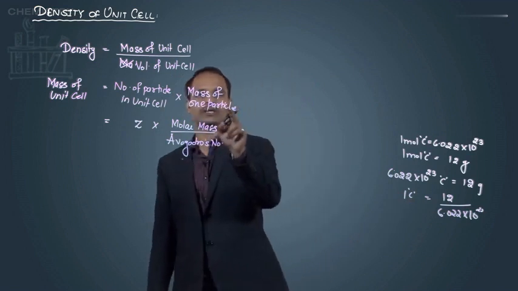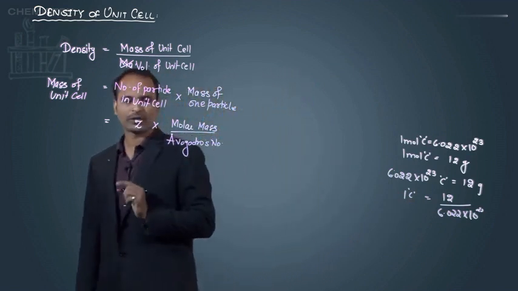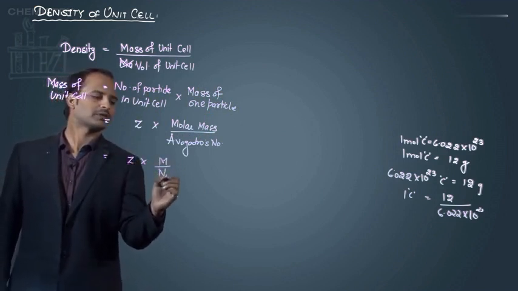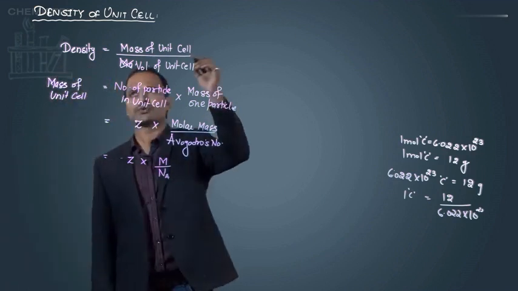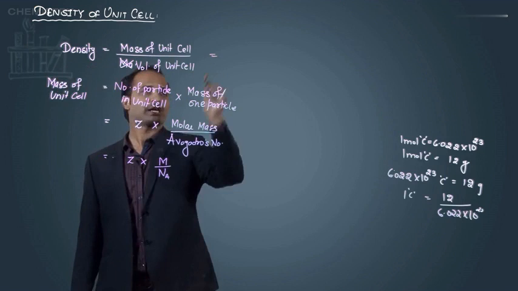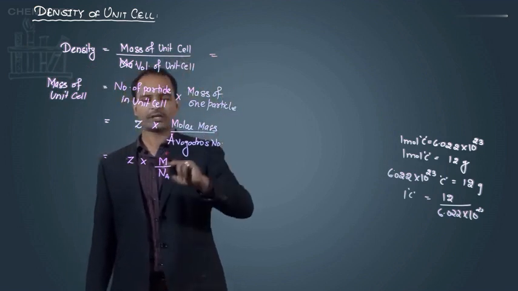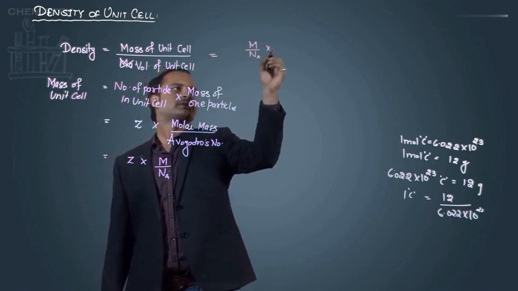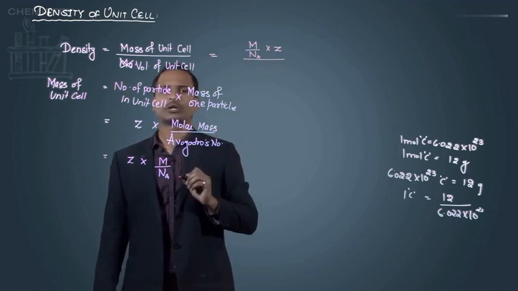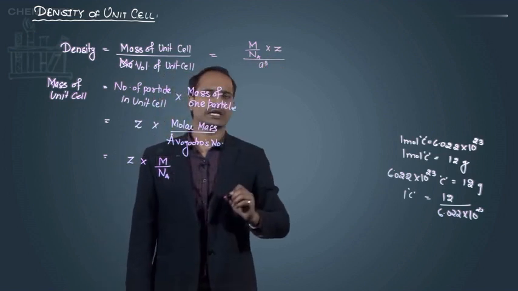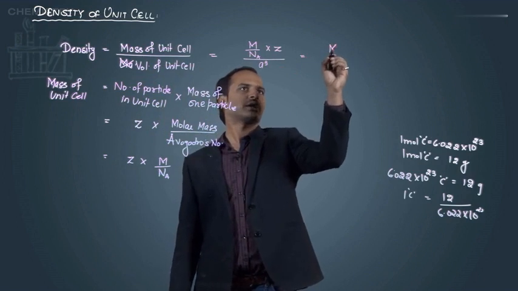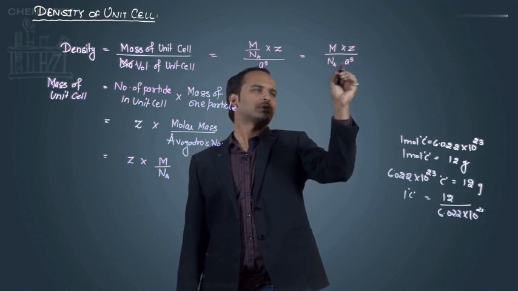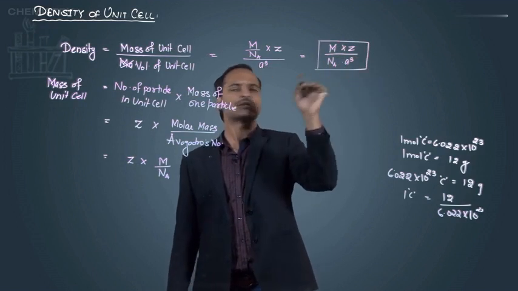If it is an atom, then atomic mass; if it is a molecule, then molar mass. So molar mass upon Avogadro's number. So the mass of unit cell is Z into M upon Na, where capital M is the molar mass and Na is Avogadro's number. Now let us substitute in the formula for density of a unit cell: M into Z, the mass of the unit cell, upon Na, divided by the volume of the unit cell. As I said, the volume of a unit cell is a cube. So the formula I got is M into Z upon Na into a cube. This is the formula we use for calculating the density of a unit cell.